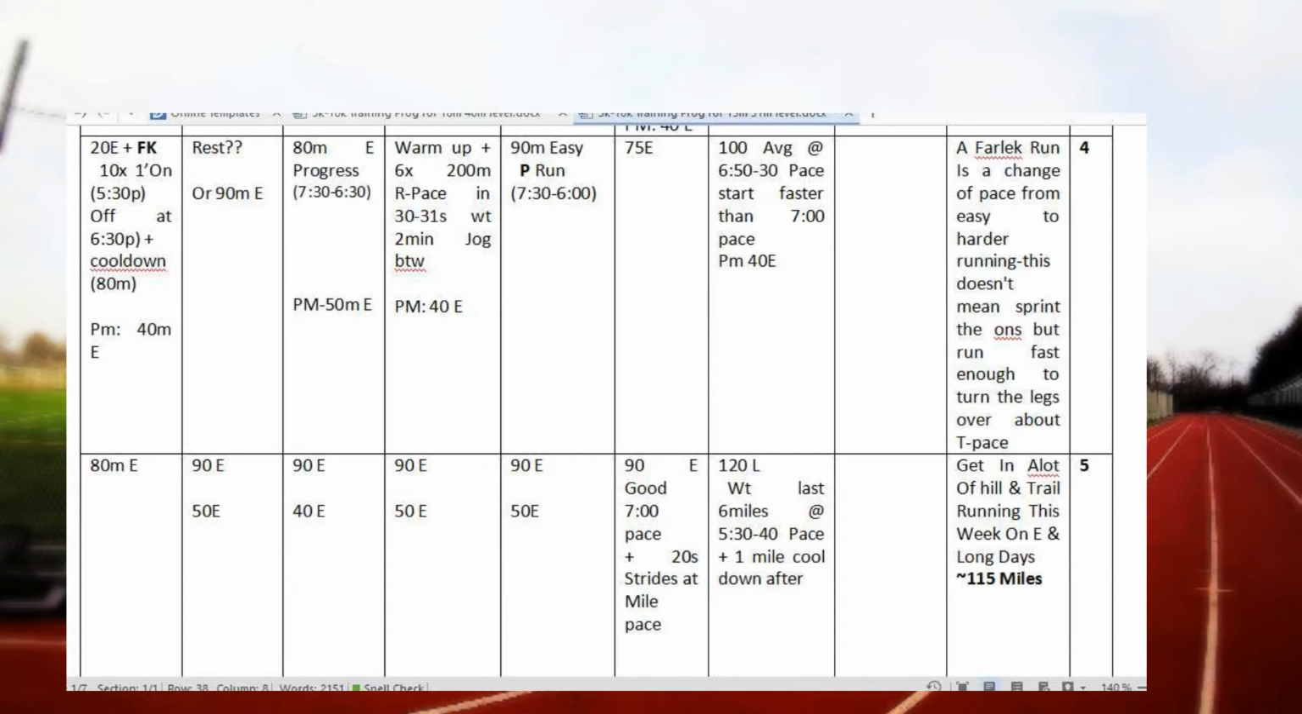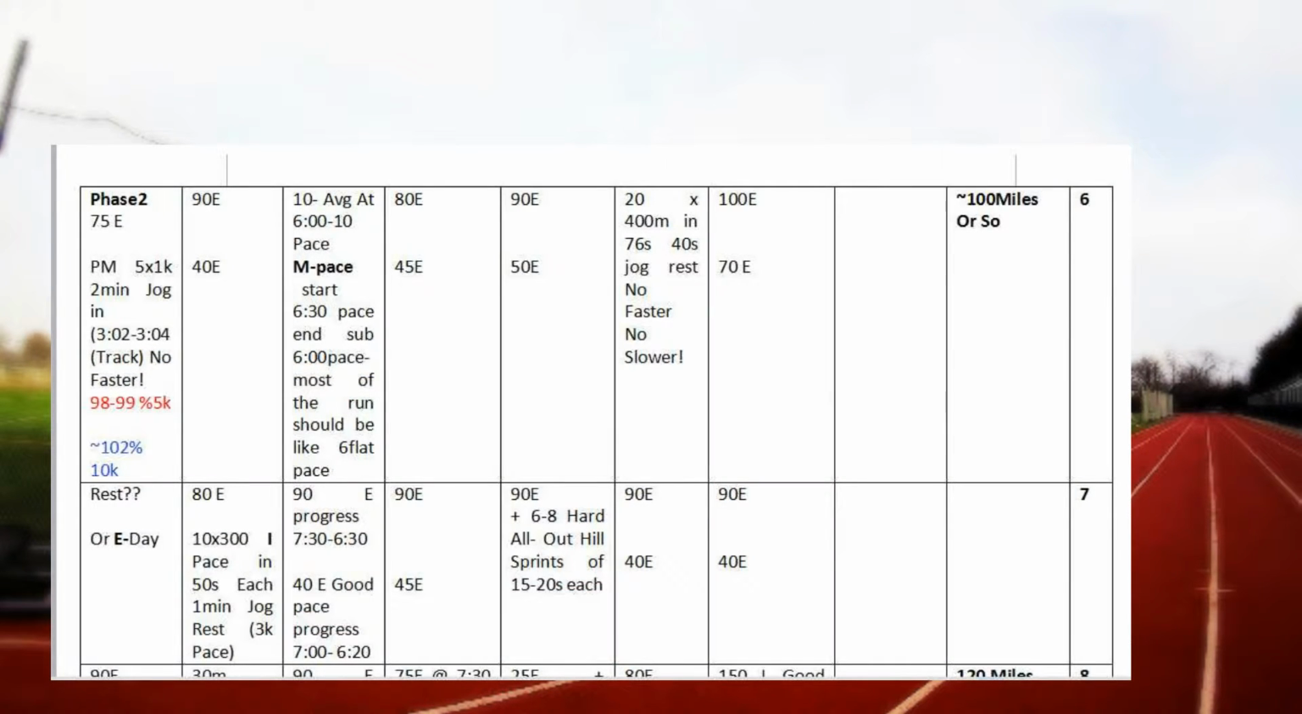Phase 2, I get a little more specific. The first workout will be 5x1k with 2-minute jog in 3:02 to 3:04. So that's 5 kilometers of work slower than a 15-minute 5k. I put the percentage there, so now you can visualize that's 98 to 99% of 5k speed, but it's about 102% of 10k speed.